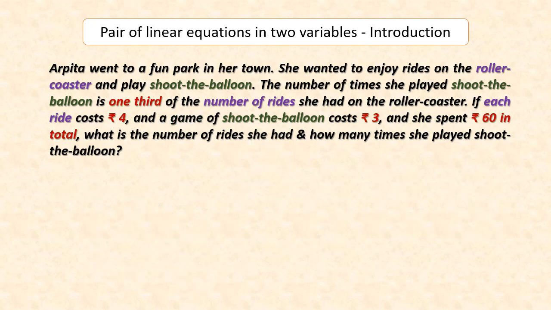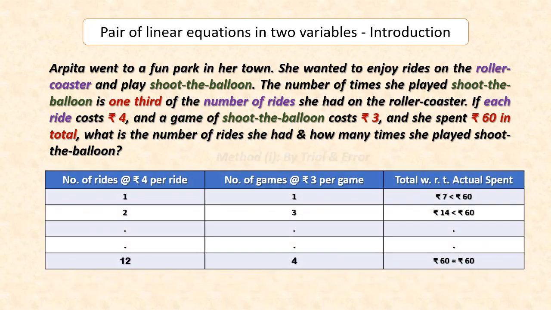You might be thinking of considering several cases by trial and error. Did she take one ride? Is it possible that she took 2 rides? So on, and so forth.